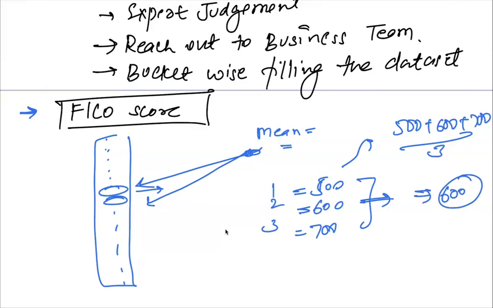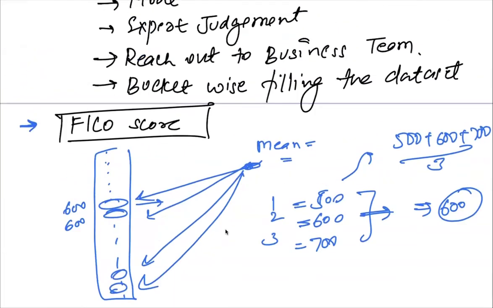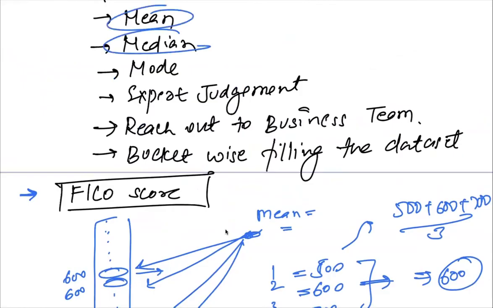This is what it means by average. So what will you fill here? 600. But the question is, is this the best way to fill in the data? The answer is, it is not. Because if wherever you find a missing FICO value, you fill in 600, logically that does not make sense. I'll tell you why. But first let me explain all these different methods: mean, median, mode, expert judgment.